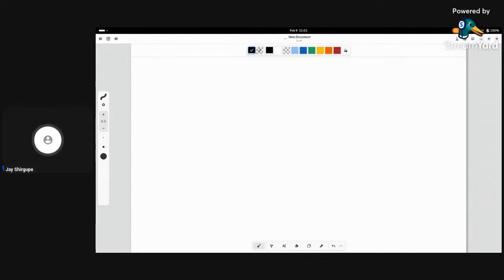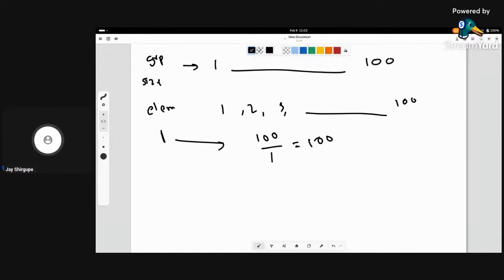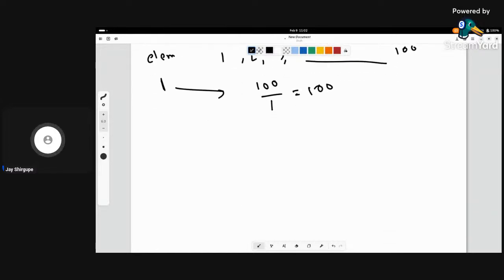So for example, let's just say your max group size is 1 to 100. Now you iterate over all the elements. The first element, which groups would it modify? It would modify 1, 2, 3, all the way up to 100. That is basically 100 divided by 1, that is 100 groups. If your element has value of 1, then it would modify 100 divided by 1 groups.